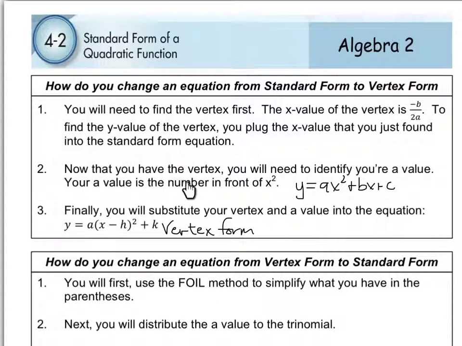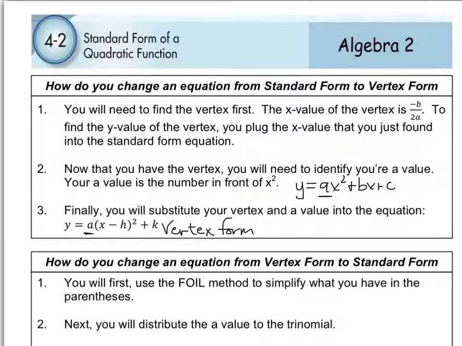Once you have found the vertex, you're going to need to identify your a value. Okay, your a value is the number that's in front of x squared. Now, the nice thing about it is the a value in standard form is the exact same thing as the a value in vertex form. They're the same thing, so all you're going to need to do is identify what a is, and then you plug it into the equation.